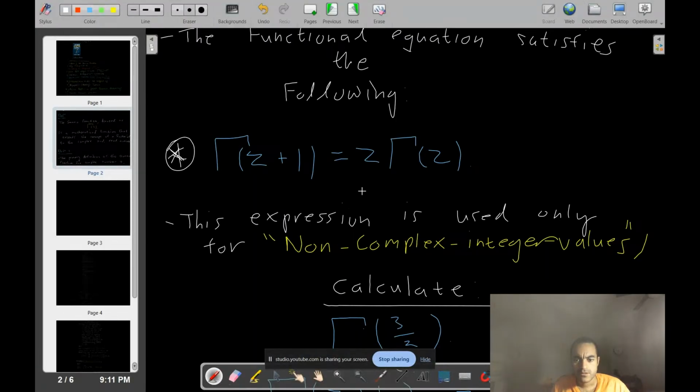Gamma of z plus 1. Remember, gamma of z plus 1 is z gamma of z.